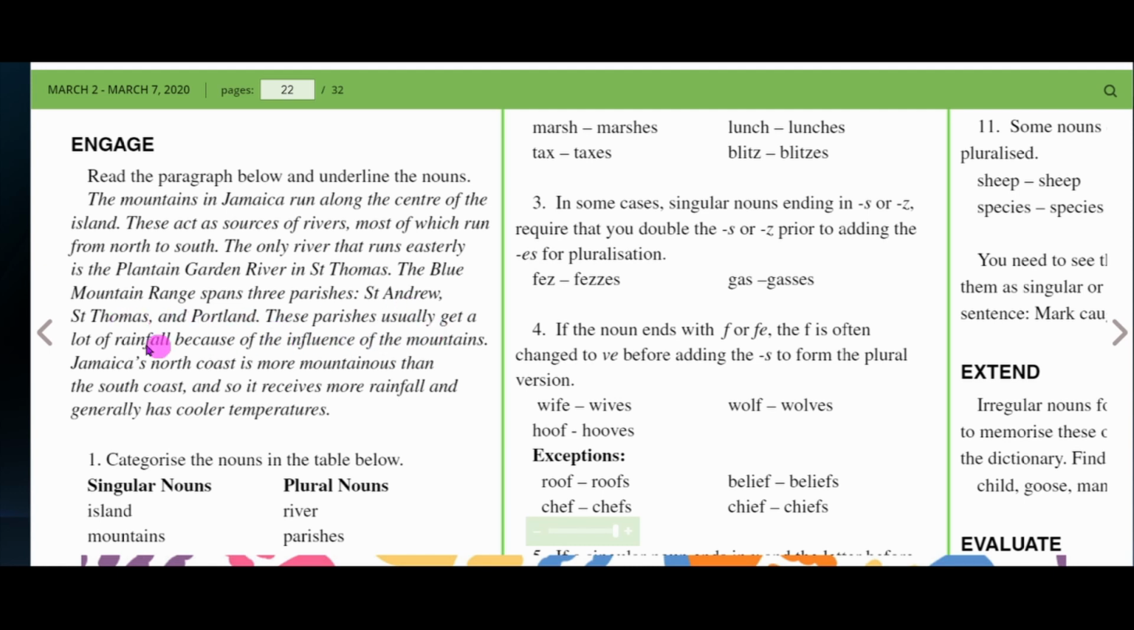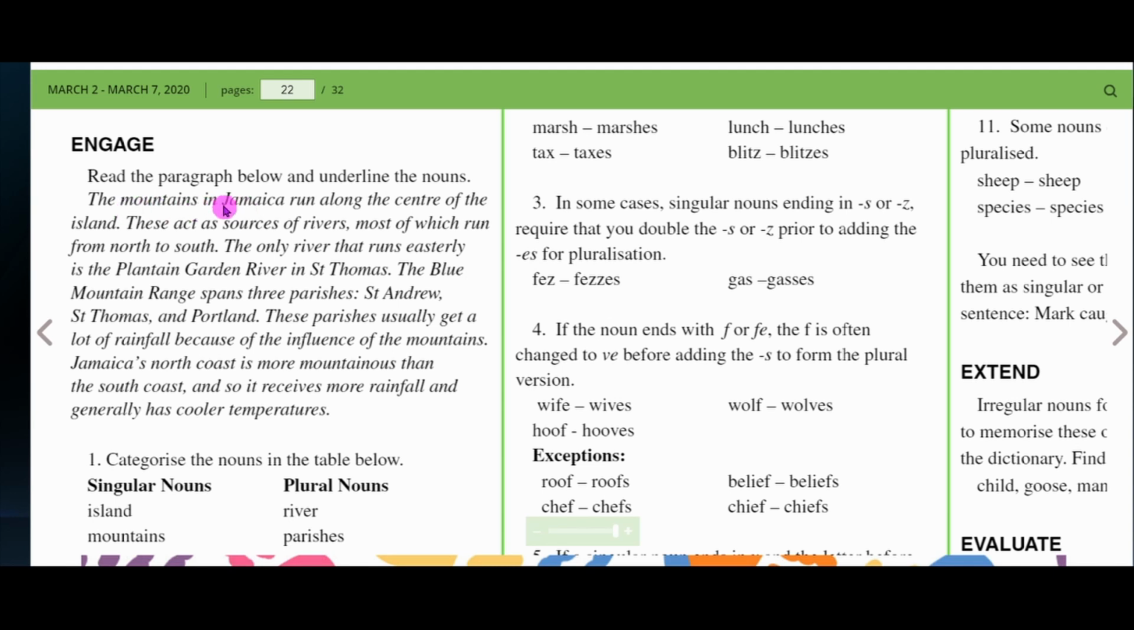These parishes usually get a lot of rainfall because of the influence of the mountains. Jamaica's north coast is more mountainous than the south coast, and so it receives more rainfall and generally has cooler temperatures. It says that we should underline the nouns. Let's remember that nouns are the names of people, places, animals, and things.